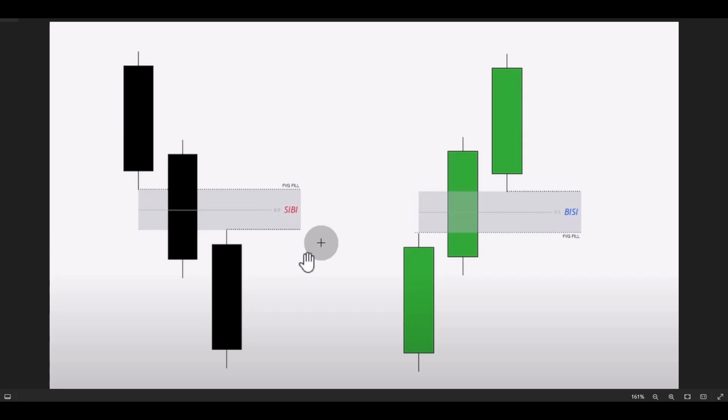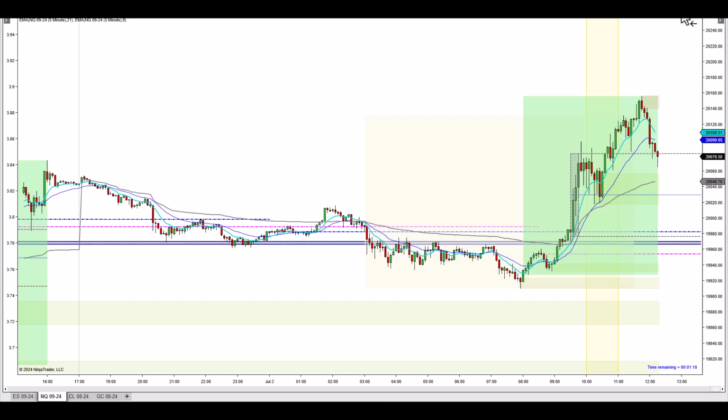Let's get to the chart. There's not much to cover here, right? So all right, let's get to it.